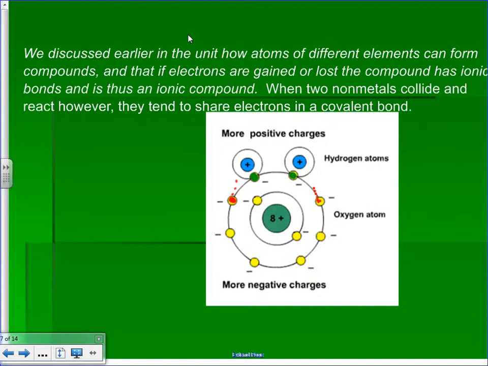So what happens is, while hydrogen is sharing its electron, oxygen is not so much. And so the electrons from hydrogen end up spending more time down here than they do up here. As a result, we get a negatively charged side of the molecule, and we get a positively charged side of the molecule.